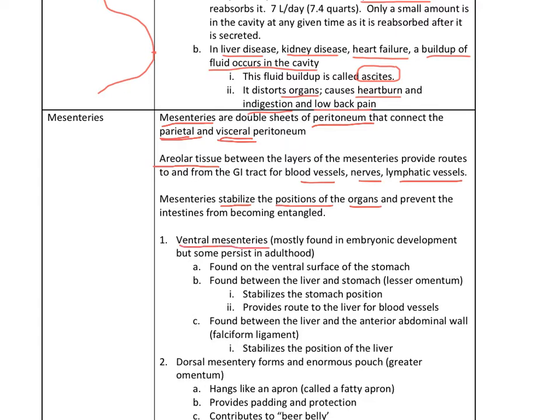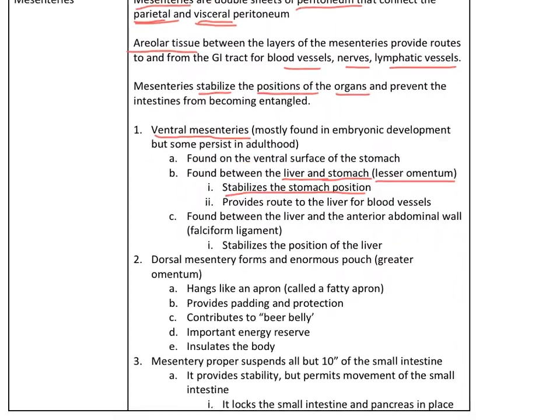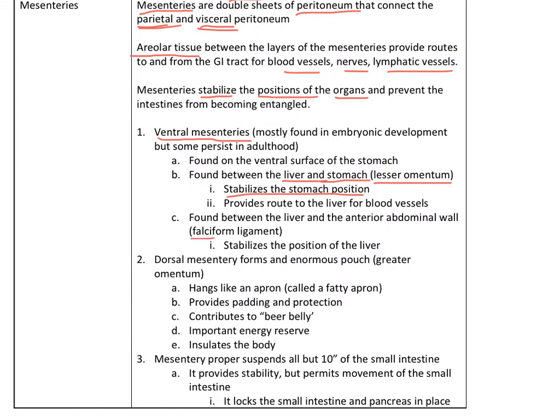The ventral mesenteries, we don't see a lot in adulthood, but we do see the lesser omentum in adulthood. And the lesser omentum is on top of the stomach, and it connects the liver to the stomach. It kind of helps to stabilize the stomach position. And again, because there's areolar tissue and there's arteries and veins and nerves in there, it provides a route to the liver for blood vessels. There's also another ventral mesentery that remains in adulthood, which is called the falciform ligament. And we'll see this too on the picture. It's found between the liver and the anterior abdominal wall, and it helps to stabilize the position of the liver.